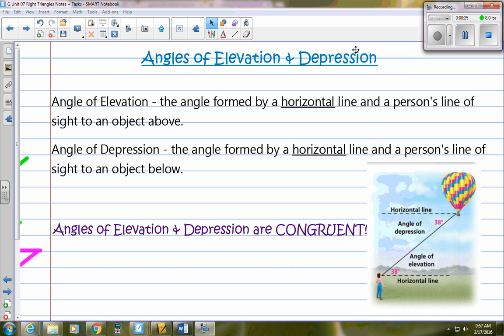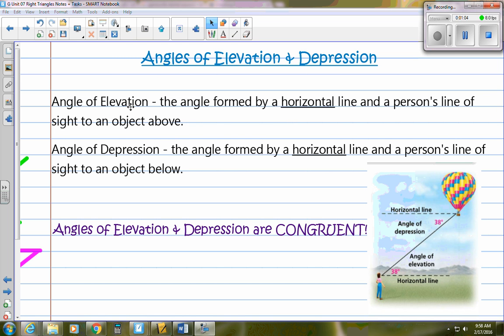The key to remember in finding both of these angles is that they are formed by one horizontal line and the line of sight. So there always has to be some kind of horizontal line, whether it's the ground or the line of sight of something that's up on an elevation in the air, basically something that's higher up. So again, always look for the horizontal line first, and then you can find the angle of elevation or depression from there.